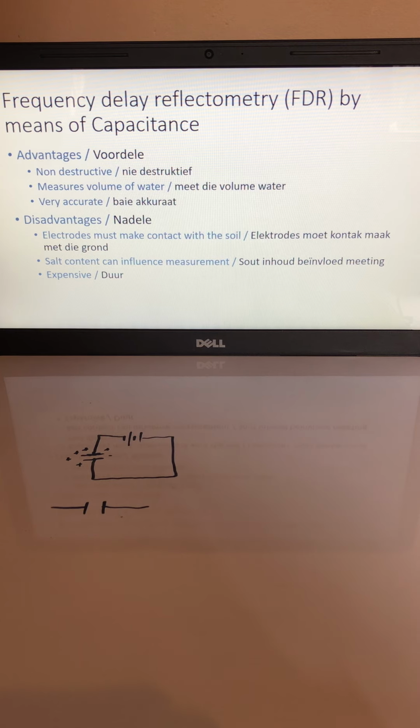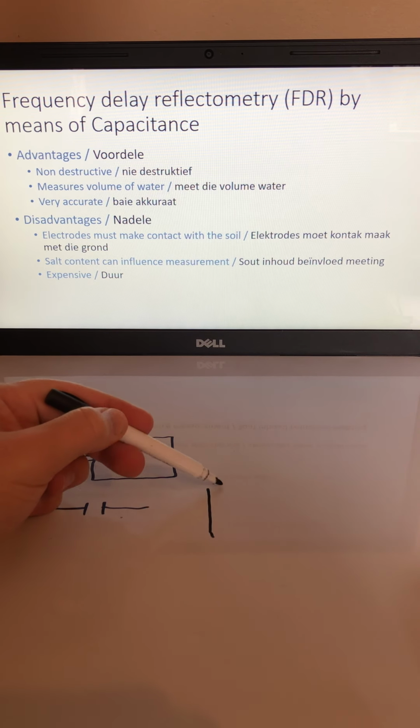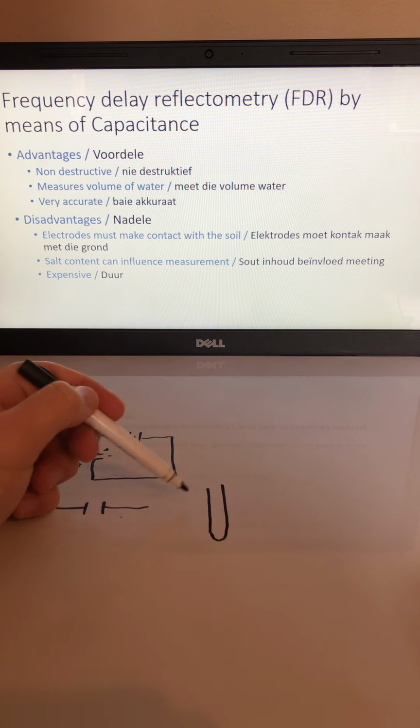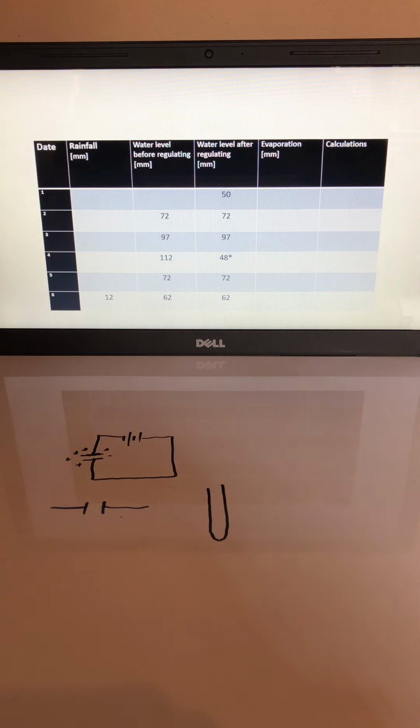Non-destructive, so you can measure at the same spot continuously. It measures the volume of water, and not just the matrix potential. It's very accurate. The disadvantages: the electrodes must make contact with the soil, because remember, air also has a dielectric constant. And so if you are going to put a probe like this into soil and it doesn't make contact with the soil, it will measure the air instead of the soil. The salt content can influence the measurement, and they are really expensive.